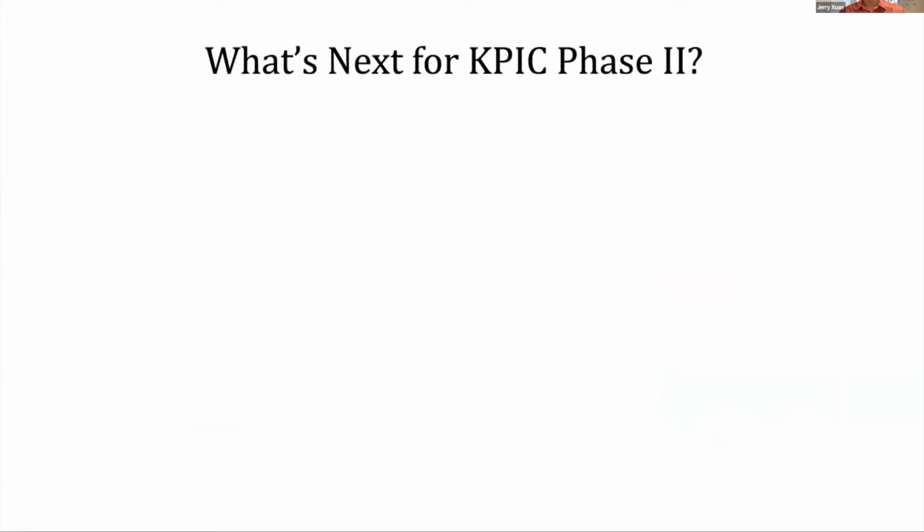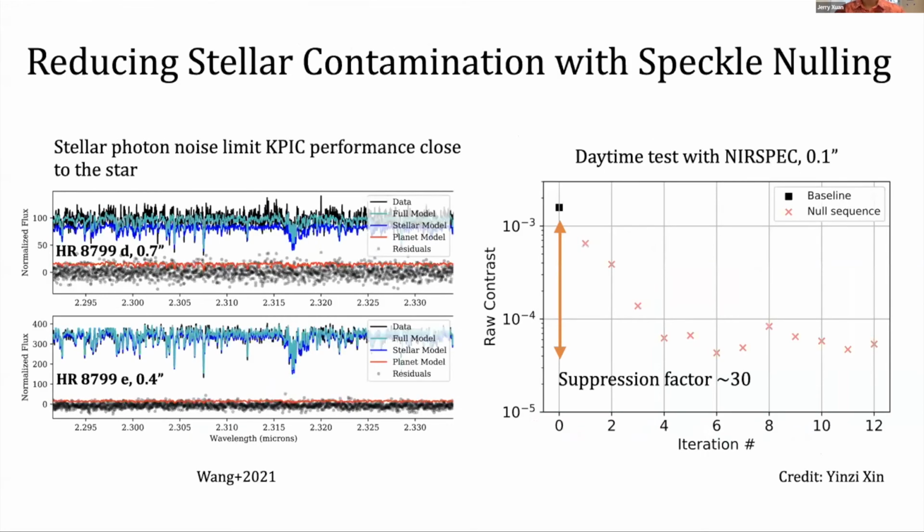So what's next for phase 2? There's a few topics that a lot of us are very excited about in the KPIC team. So I wanted to share some preliminary ideas with you. First, starlight is still the major limiting noise source for companions close to their star. So we want to reduce starlight contamination with a technique called speckle nulling.